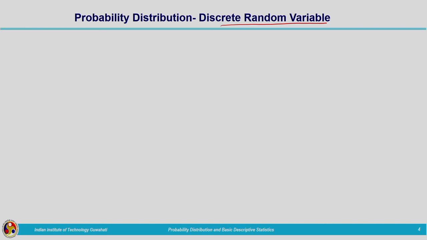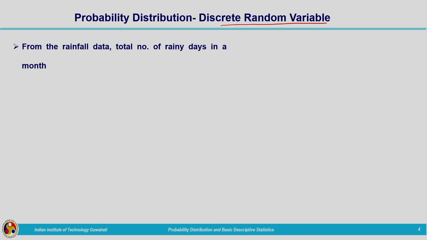If we are talking about hydrologic analysis, one example is the total number of rainy days in a particular month. That can be expressed in terms of certain integer values. Those types of values are termed discrete random variables. So, we are going to consider an example with the total number of rainy days in a month. Consider from the rainfall data the total number of rainy days in a month. You can consider the case of the month of June.